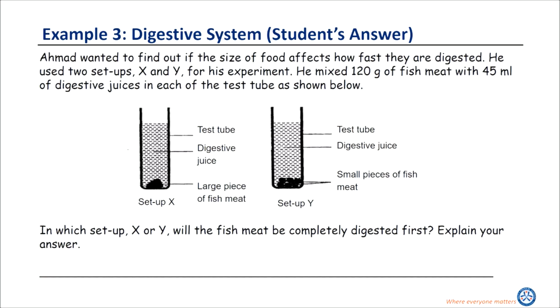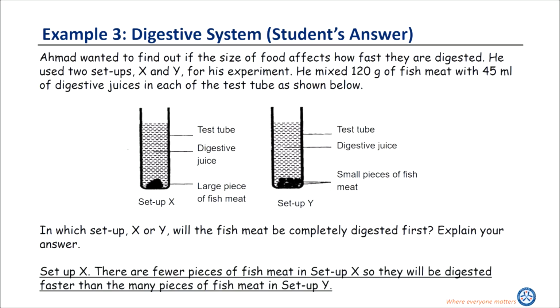So let's look at the student's answer. Look at this answer. The student answered this wrongly, as the student did not understand how size or exposed surface area of food is related to the rate of digestion. With the concept wrongly applied, the student ended up with the wrong choice of answer as well.